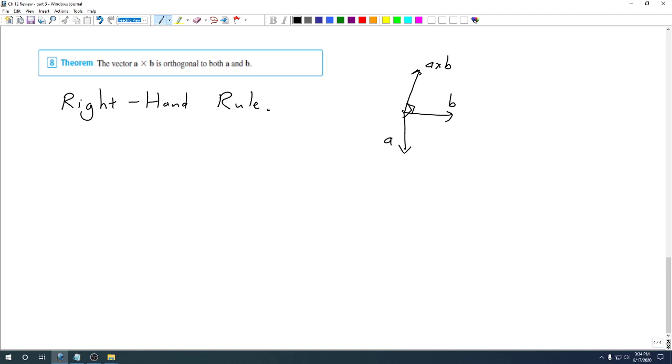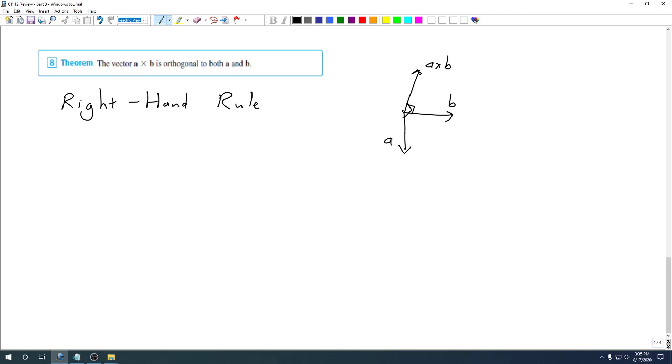Well, we're going to use the same idea here. So remember we have A then B. So we're going to take our right hand, specifically the right hand, put our fingers in the direction of A, curl your fingers towards the direction of B, and if you do that, your thumb will have to be in the direction of the cross product.